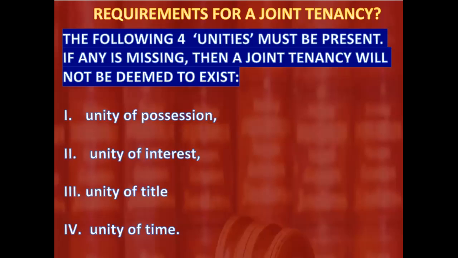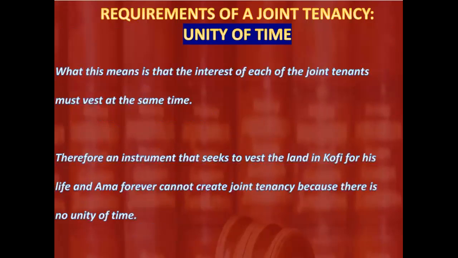Now, when we say unity of time, what do we mean? Unity of time essentially means that the interest of each of the joint tenants must vest at the same time. So for example, if you have a document or a deed or an instrument saying that the land belongs to Ama for Ama's life, and it then belongs to Kwame forever after Ama's death, there's no way this can be a joint tenancy.